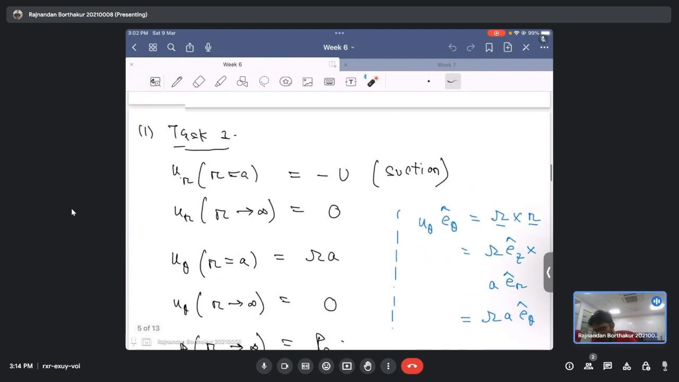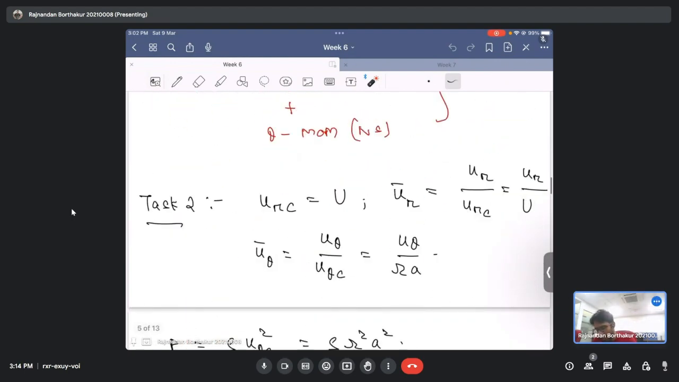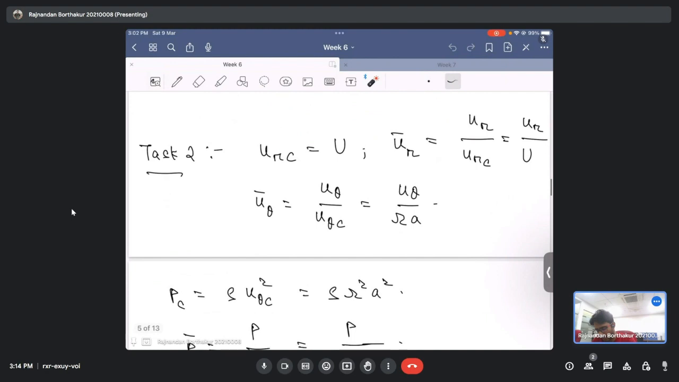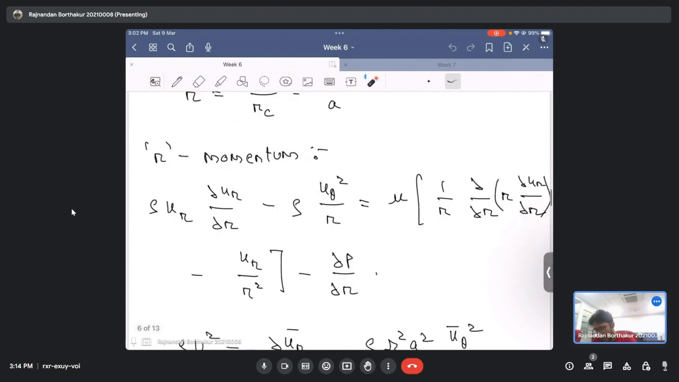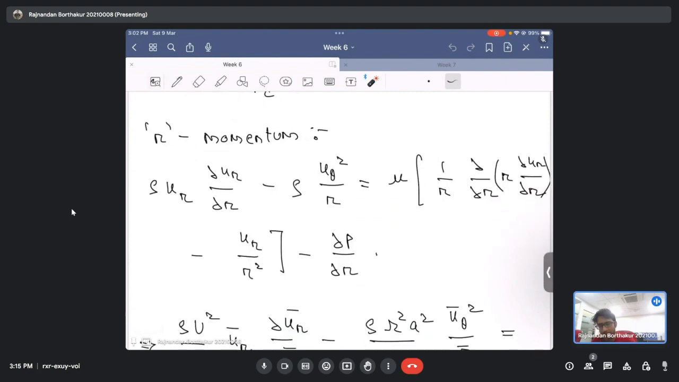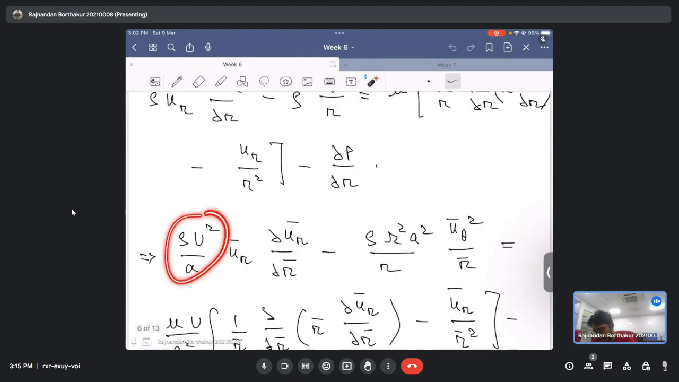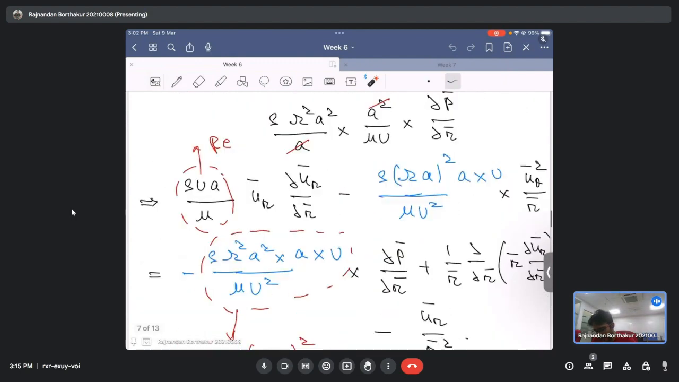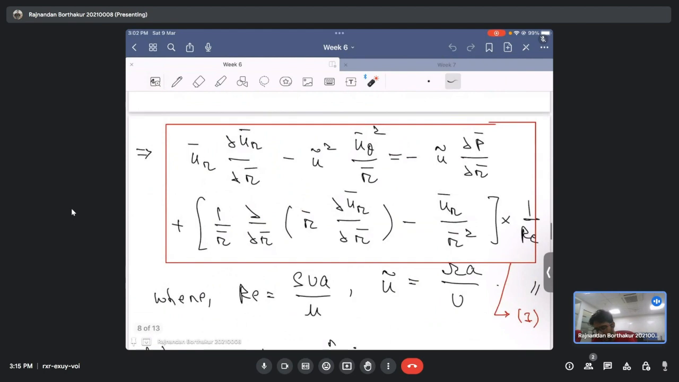The first task was to derive non-dimensional equations from their dimensional counterparts by using those characteristic scales. We started off by deriving the r momentum equation, plugged in the characteristic scales as you can see here, and then eventually derived the non-dimensionalized r momentum equation, which is given by this equation 1.